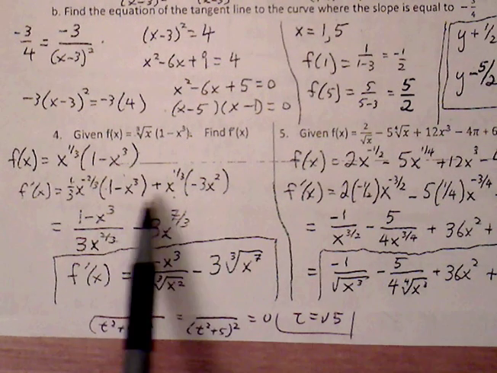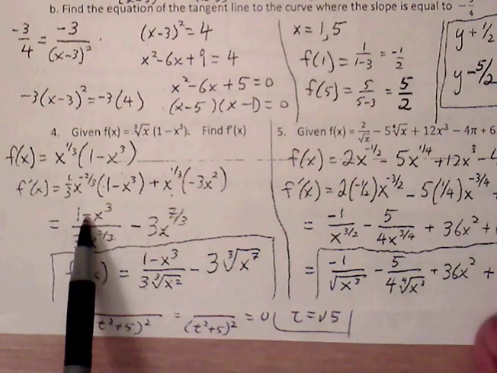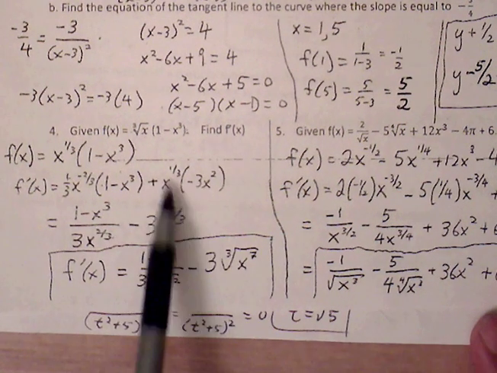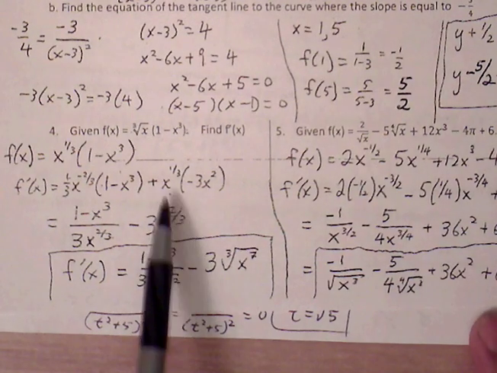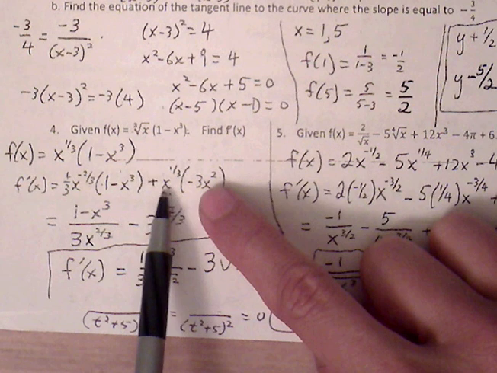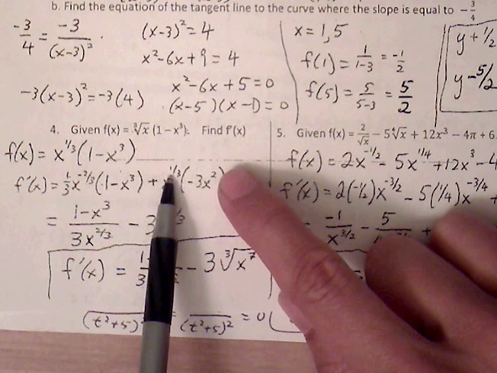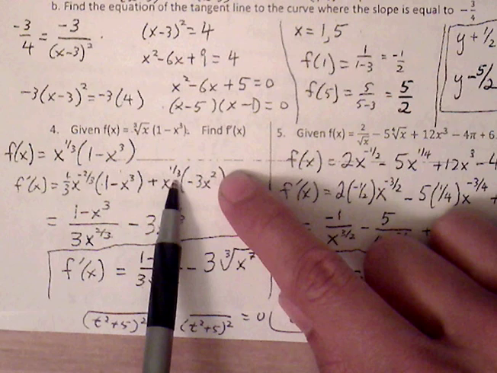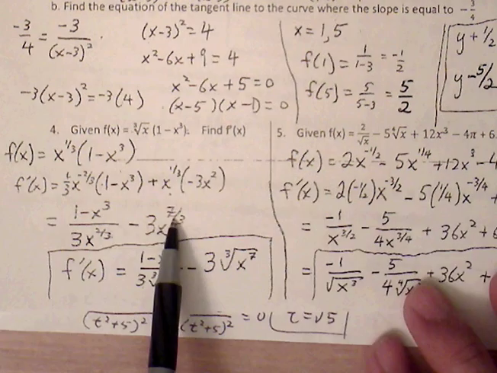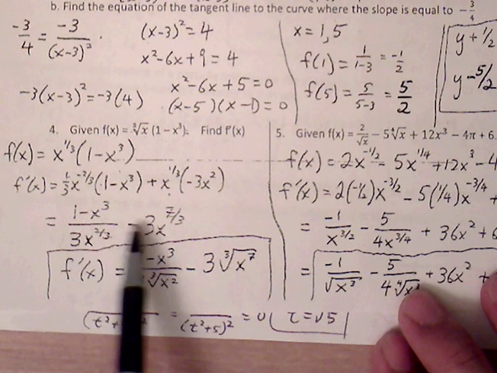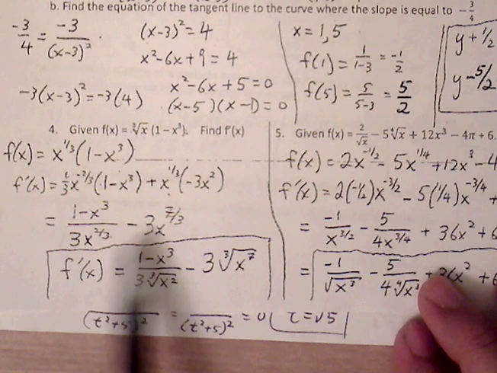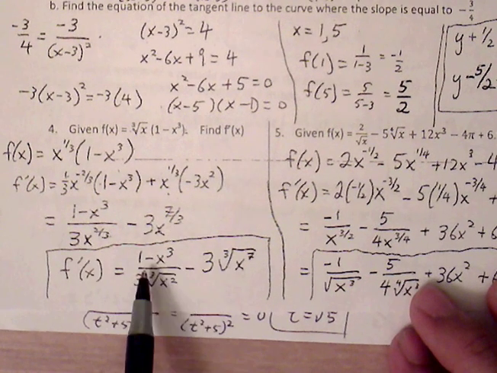Okay, if we clean this up, we're going to get 1 minus x cubed over 3x to the 2/3 minus, this becomes 3x to the 7/3. The way we can combine these two x's together is when we multiply bases, we add exponents. So 1/3 plus 2 is the same thing as 1/3 plus 6/3, which is 7/3. And now so here we said we have our derivative. We can leave it in this form, or we can convert it back to radicals.